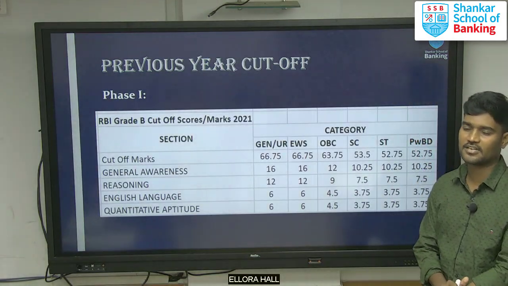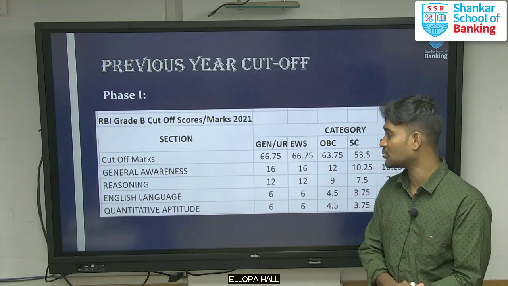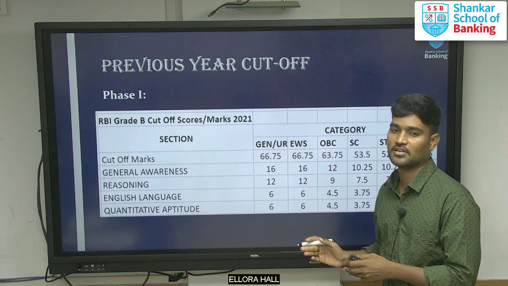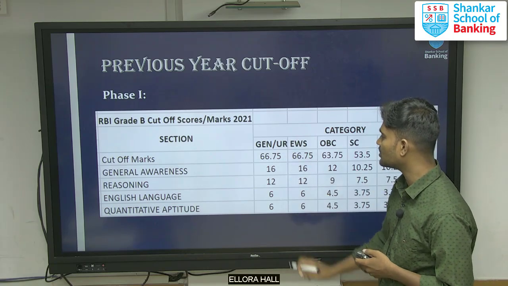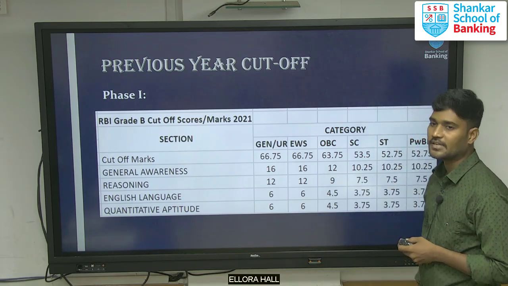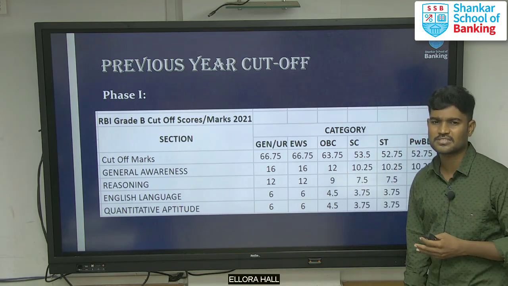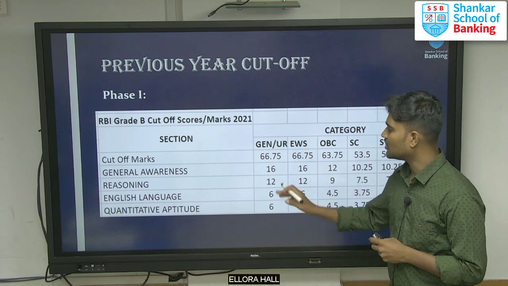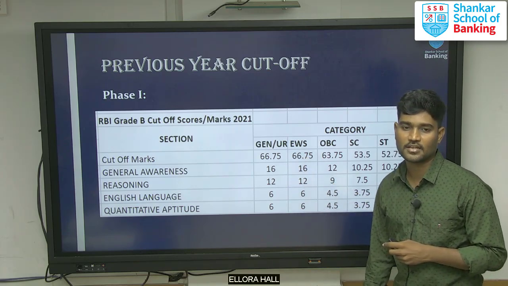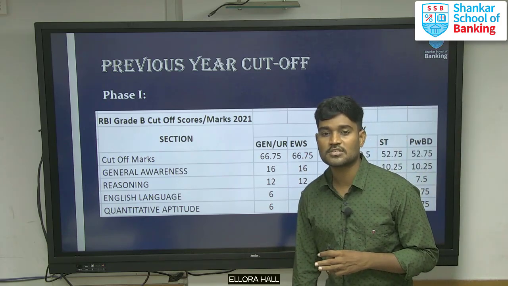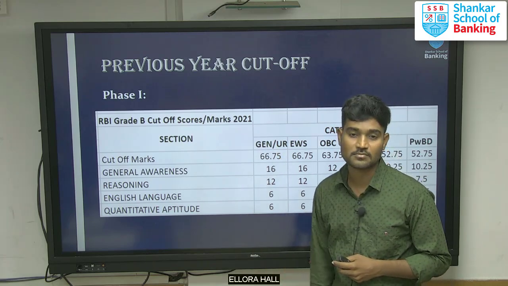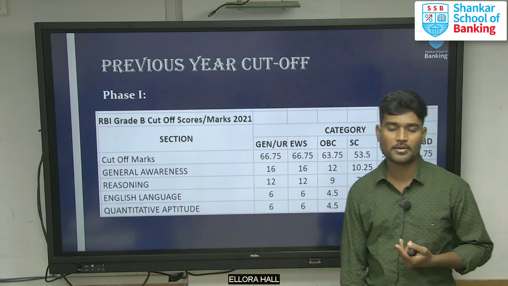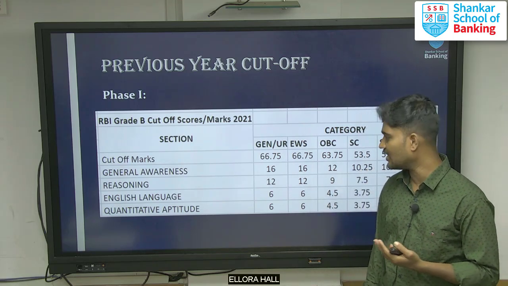We have last year's cutoff and before that the 2019 cutoff, because when I compare 2019 to 2021, it has drastically reduced. In 2021, 66.75 is the maximum cutoff. Actually, the general cutoff is always the maximum. So the total cutoff is 66.75 in 2021. In 2019, 120 is the maximum cutoff, because in 2019 the paper was very easy compared to 2021.